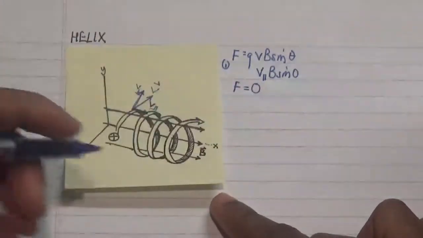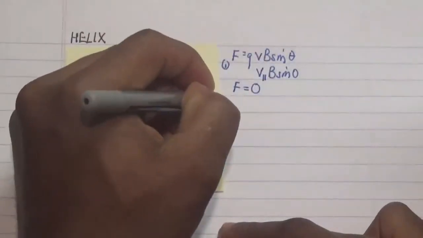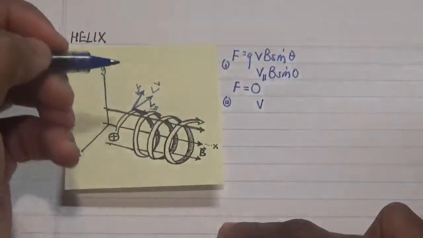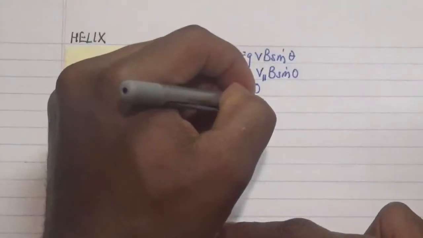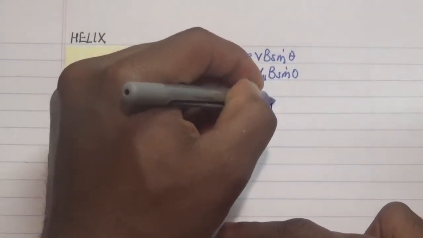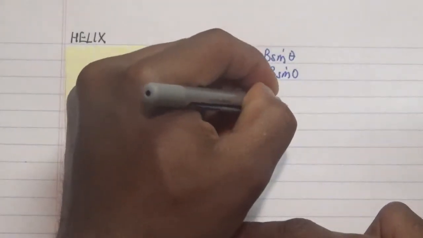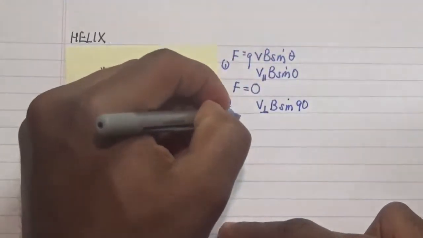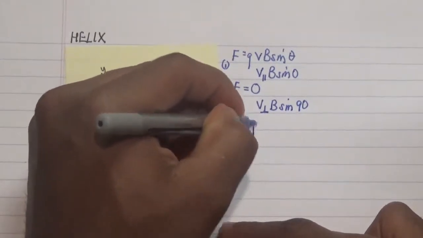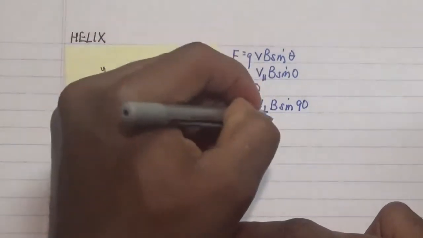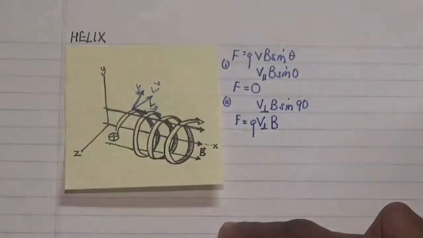on the parallel path. However, if we're looking at the perpendicular path over here, then we're looking at where our maximum force is, because in this case, once our velocity is perpendicular to the magnetic field, we look at sine 90, which is equal to 1, and then our force is equal to Q multiplied by our velocity that is perpendicular to the magnetic field.